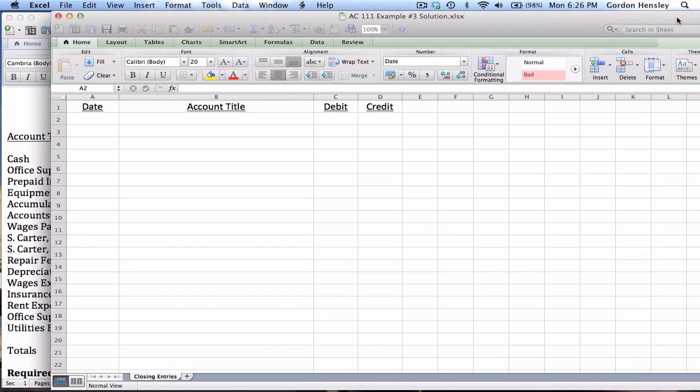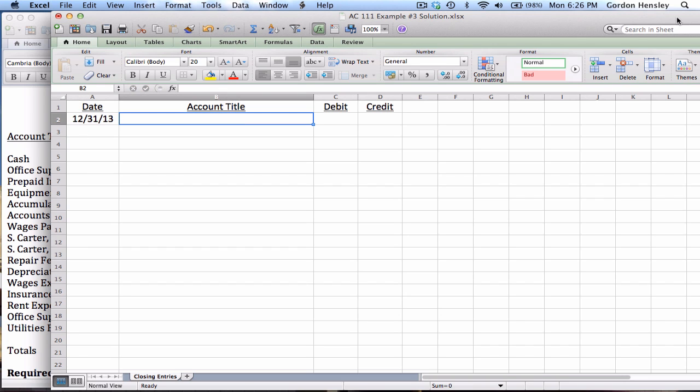Now, to do these closing journal entries, I'm going to use Excel, and I already have a journal entry area set up in advance. And of course, you could do this as well, or you could do this on paper. But I'm going to have to do 4 of these closing entries. Now, these are going to be dated December 31st, 2013. And the very first entry that I'm going to do is the entry to close out the revenue.